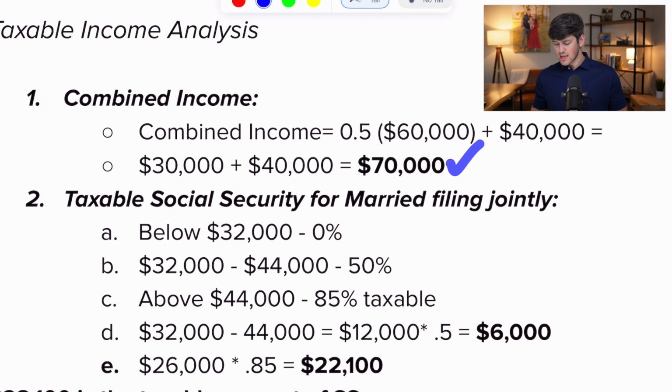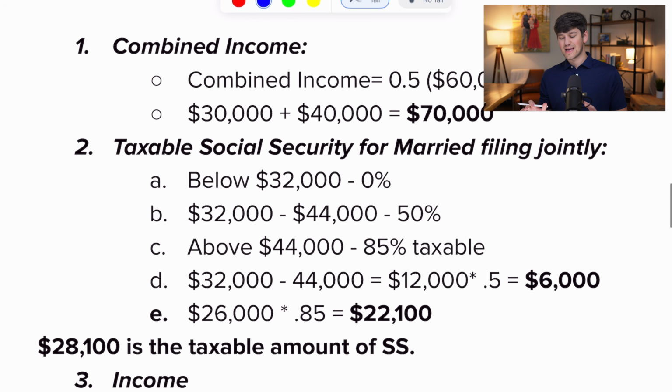And then anything above that, 44 and above, would be 26,000. If we take 70,000 and subtract out 44, the amount left over is $26,000. We take 85% of that 26,000, which you can see is 22,100. So the total amount of Social Security that is subject to taxation: they're getting 60 combined, and the total amount actually taxable to them is only 28,100. You simply take the 6,000, add in the 22,100, and now you have 28,100. That is the total taxable amount of their Social Security that they have to factor into their income taxes.